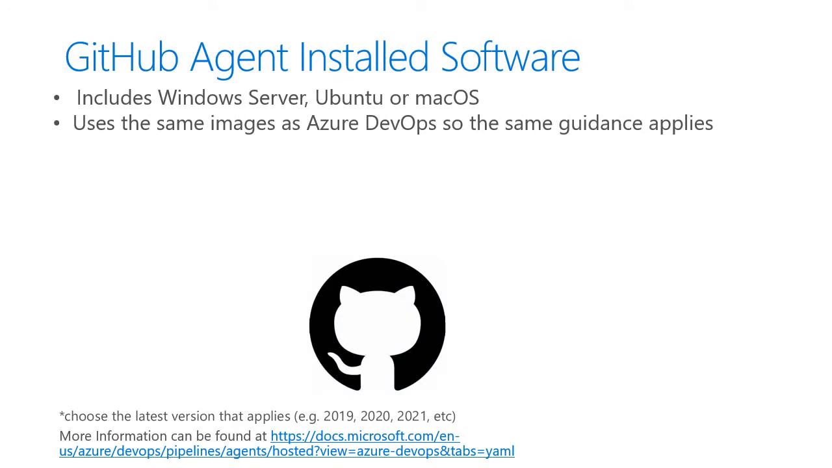And for GitHub Agent installed software, again, it uses the same three OSs and actually uses the same images that we have in Azure DevOps. So the same guidance applies regarding having Chrome drivers, Edge drivers, Firefox, etc. You can go to the same link as before to see what software is installed on the GitHub Agent.